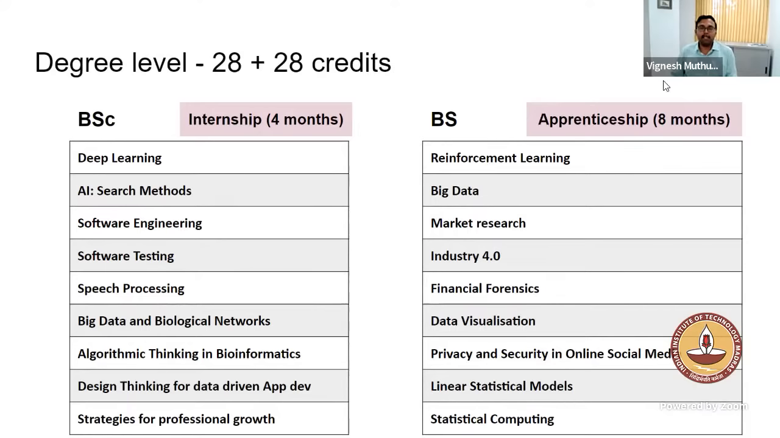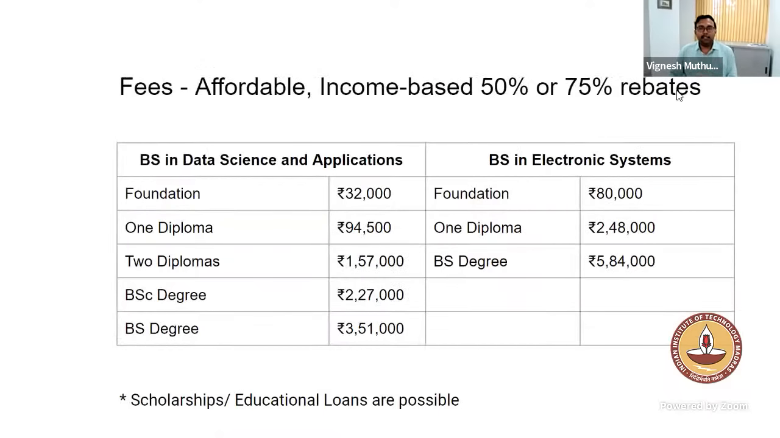At the BS level, students can take up apprenticeship and get credit for this. And at the BSc level, students can actually do internships, but these are not credited. Internships are not credited, but apprenticeship, which is a long-term engagement with a company, is credited, and that is an option available at the BSc and BS levels. I also want to highlight that at the BSc and BS levels, students can take on-campus courses. After completing all the diploma level courses, you can come to campus and do courses here. You can earn up to a certain limit of credits at the BSc and BS level through campus courses as well.